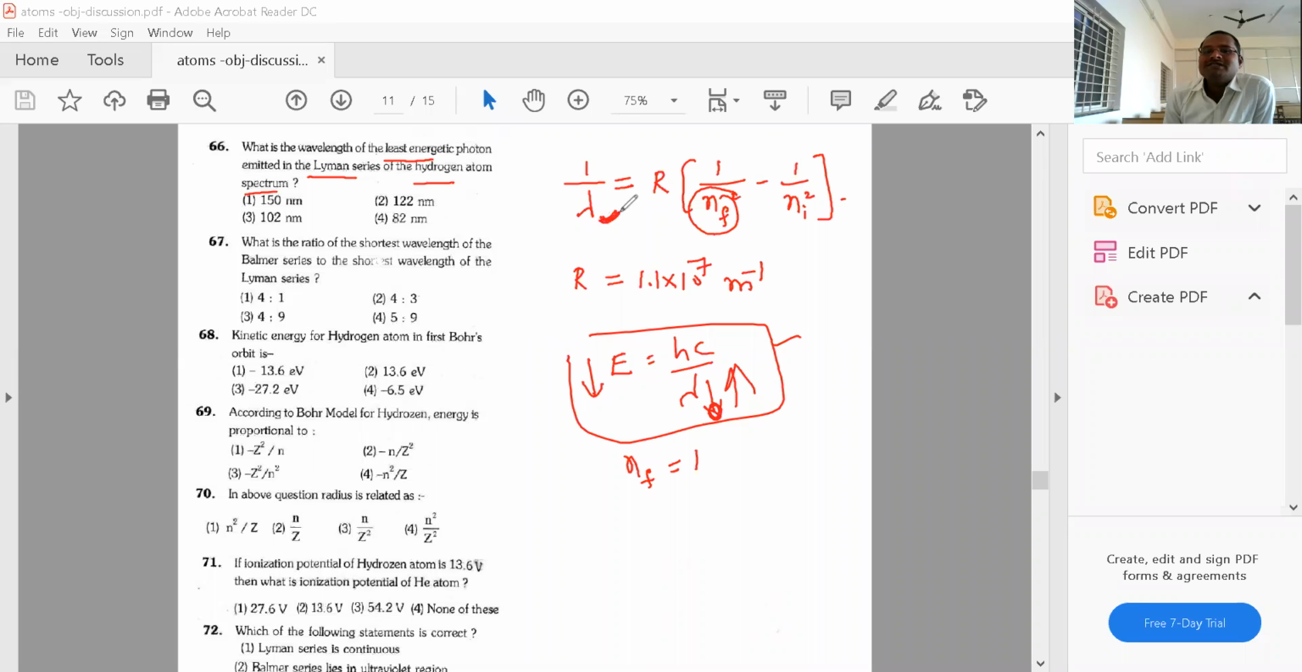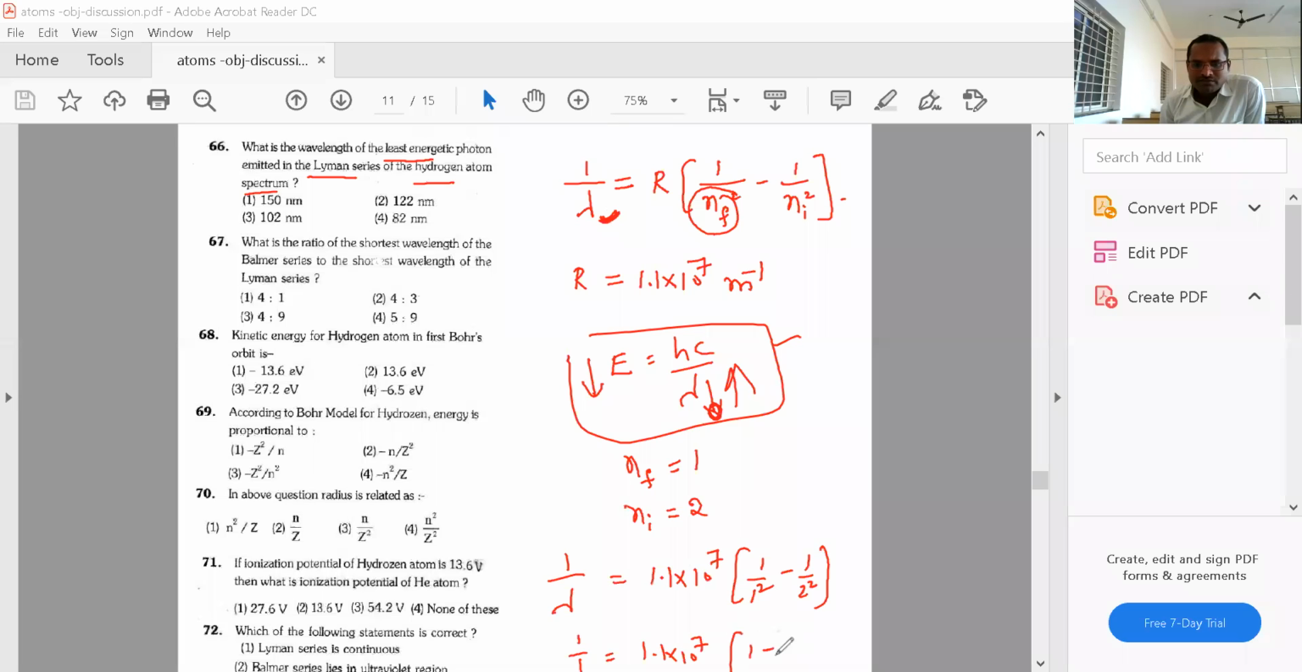If lambda should be maximum, then n initial should be equal to the second energy level. So 1 by lambda is equal to 1.1 into 10 to the power of 7 into 1 by 1 square minus 1 by 2 square. That's it. So 1 by lambda is equal to 1.1 into 10 to the power of 7 into 1 minus 1 by 4, which is 3 by 4.